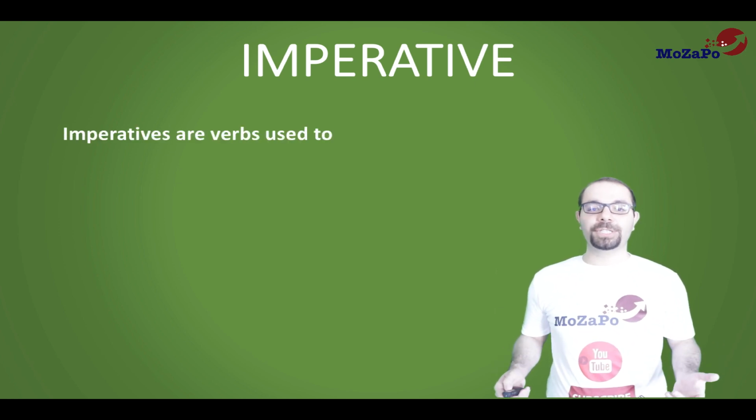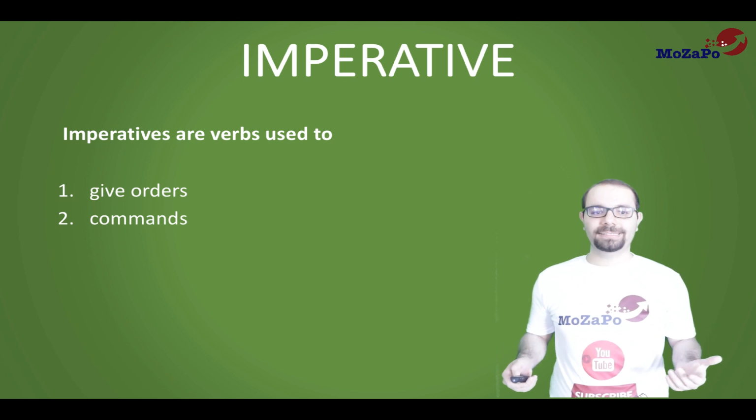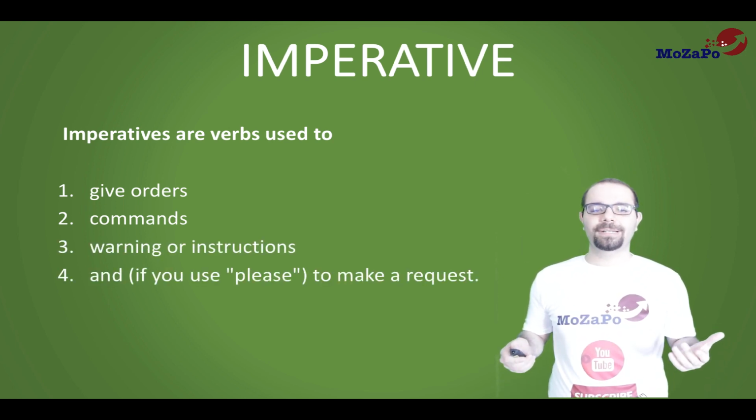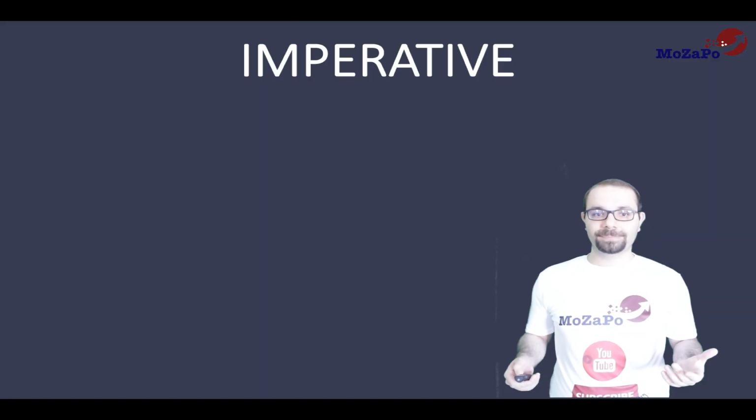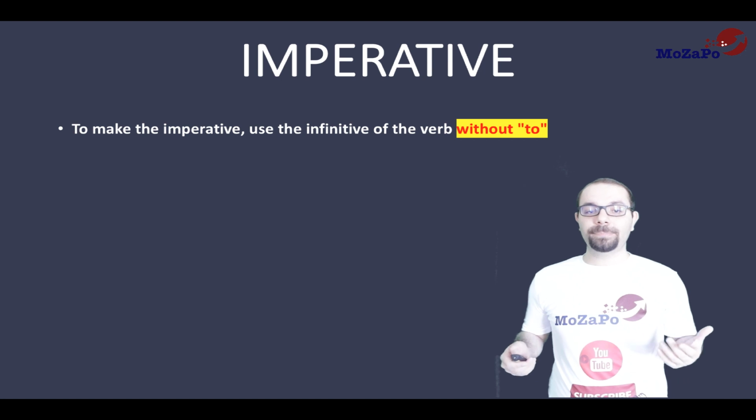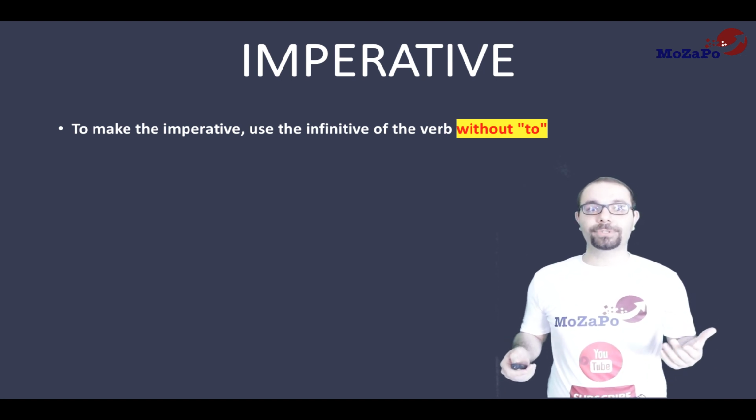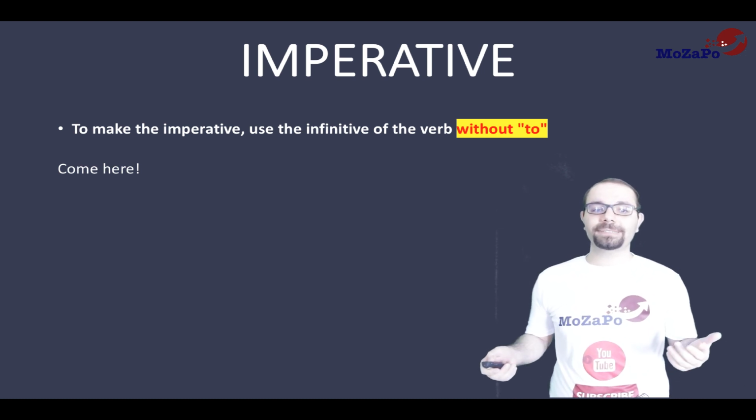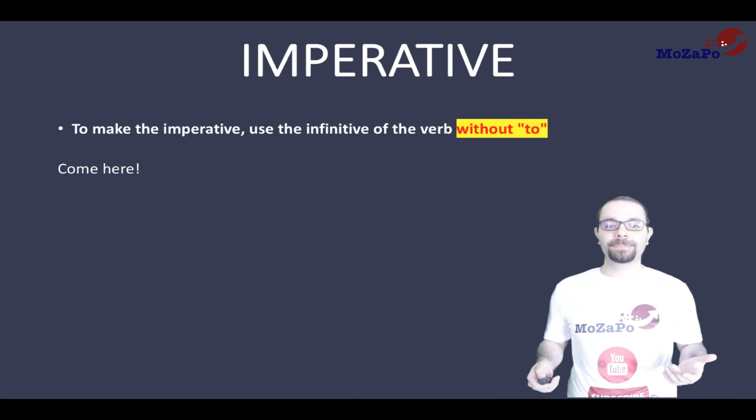Imperatives are verbs used to give orders, commands, warnings or instructions, and if you use please, you can make a request. Now, to make the imperative, use the infinitive of the verb without to. For example, come here. As you see, we don't have to here. Just directly we have the infinitive form of the verb.